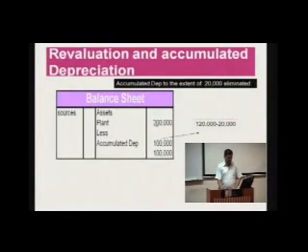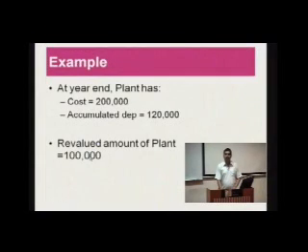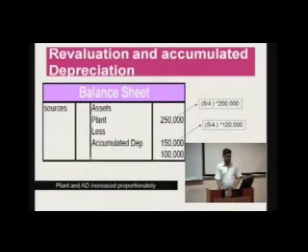But now the old plant will be shown as 200,000 minus the accumulated depreciation of 100,000. That means I am eliminating accumulated depreciation of 20,000. As a result, the asset will be shown as 100,000, which is the same as the revalued amount. The other option available is proportionate reduction. That means I make a change in the value of the asset.